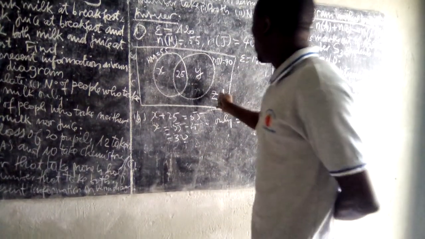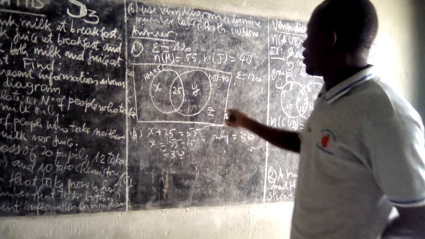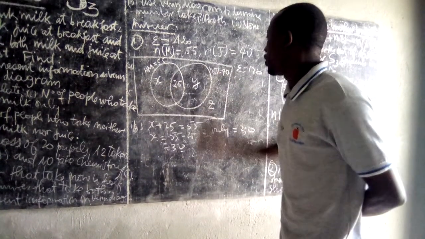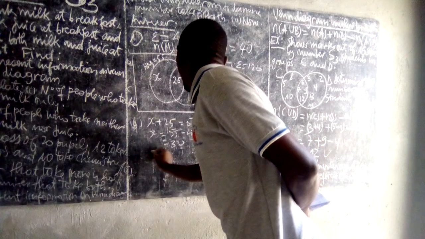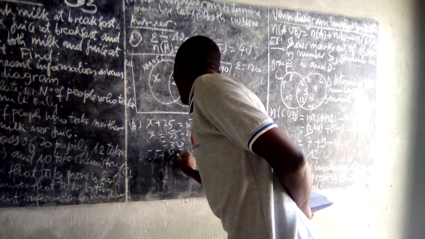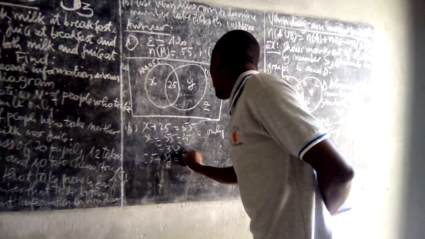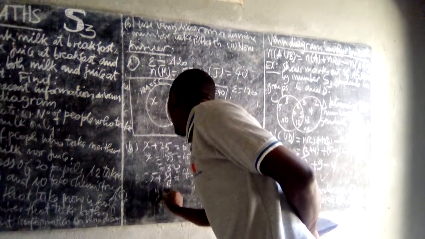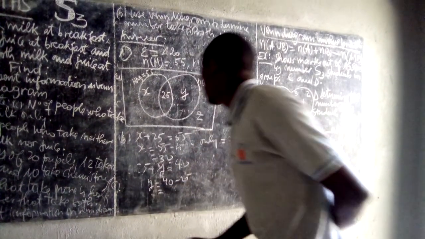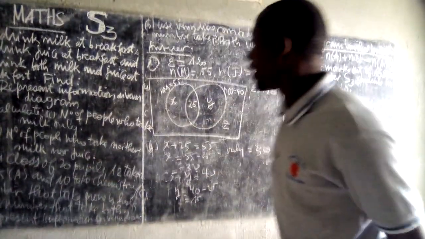Then before we find neither milk nor juice, first let us continue by finding the people who take only juice. Where 25 positive y, as people take only juice, equal to 40. It means that y equal to 40 negative 25. This is equal to 15.